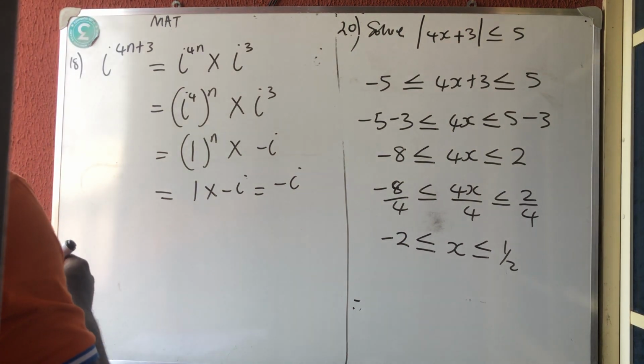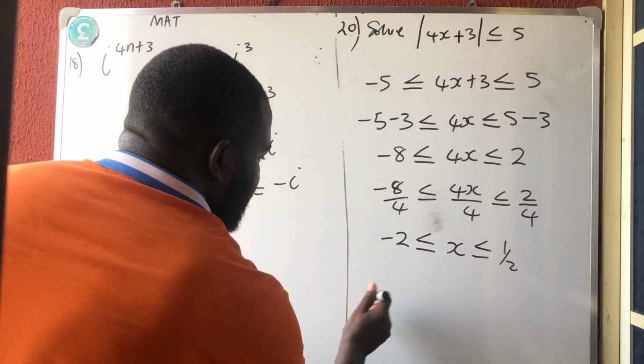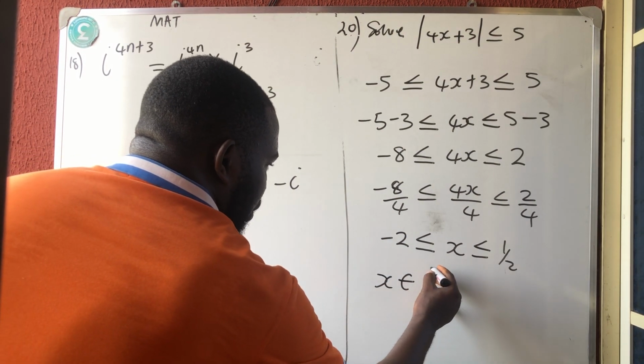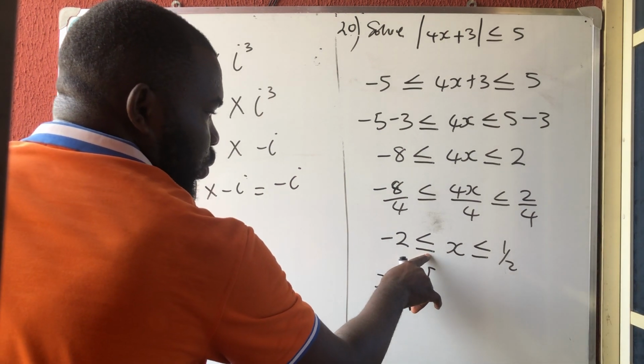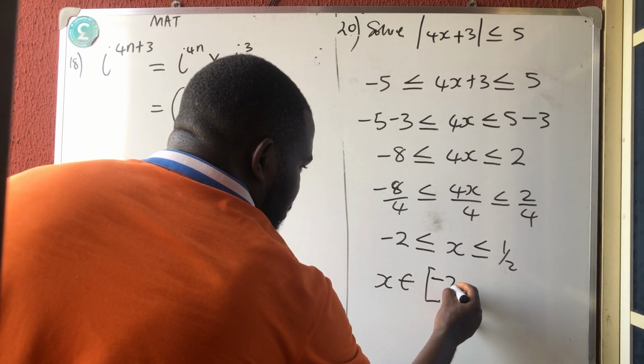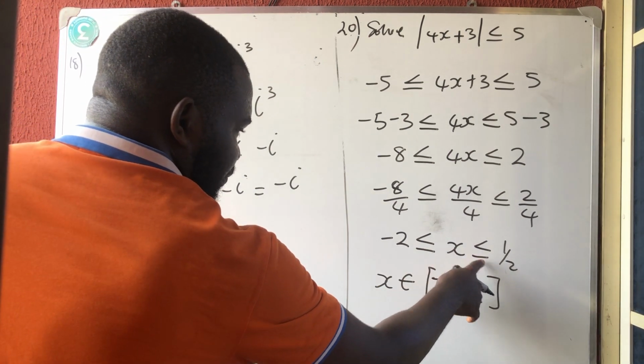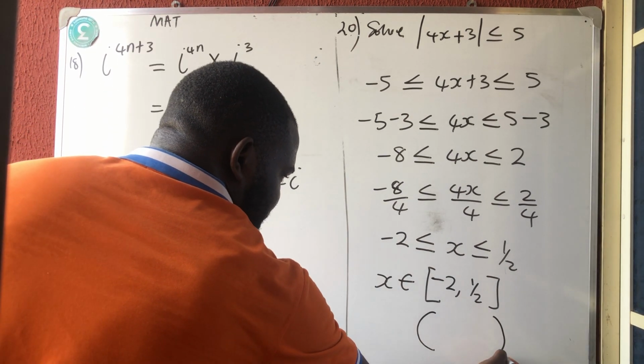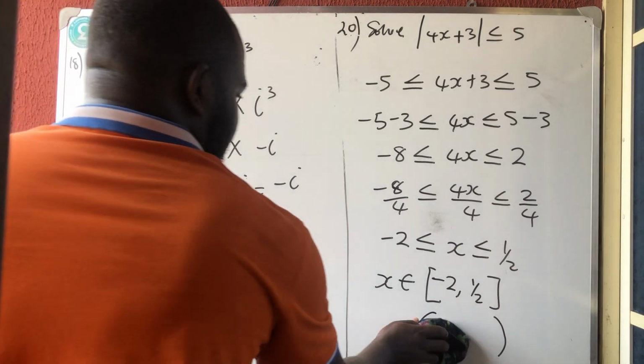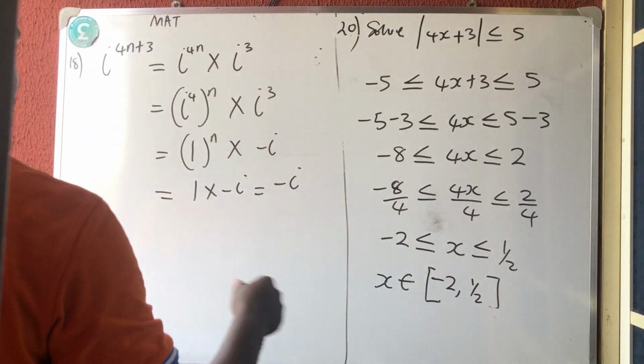So that is the answer. If you want to write it, you say that x is an element of a closed set, because of this equal to, a closed set of minus 2 comma 1 over 2, closed again. But if there is no equal to, it will be an open set. Okay, so that is the interval of these two.